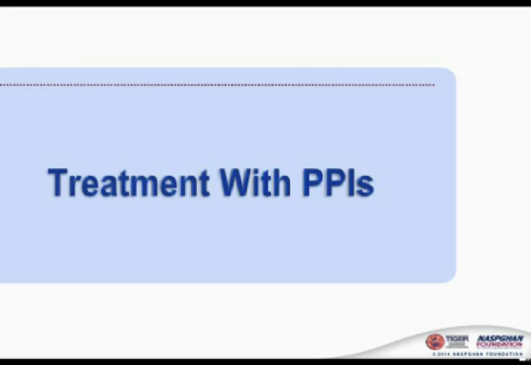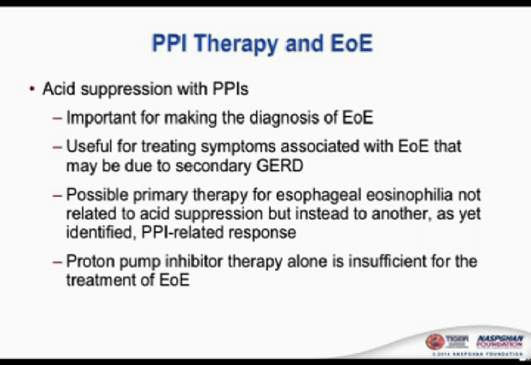I will again discuss why the use of PPIs is important in patients with EoE. PPIs have 2 important uses in these patients. First, they are used to exclude diseases like GERD and PPI-responsive esophageal eosinophilia. Second, as I mentioned previously, esophageal mucosal diseases often cause secondary reflux disease. But remember, if EoE is present, PPIs will not treat the underlying disease process.